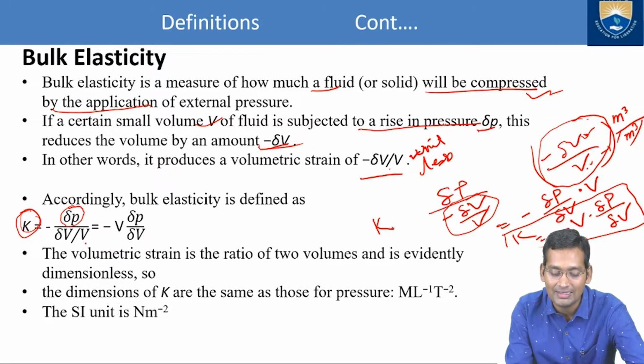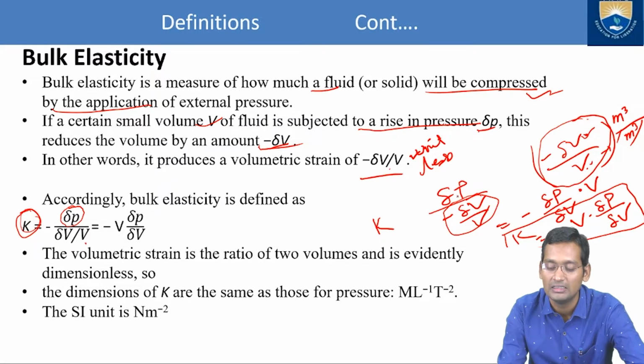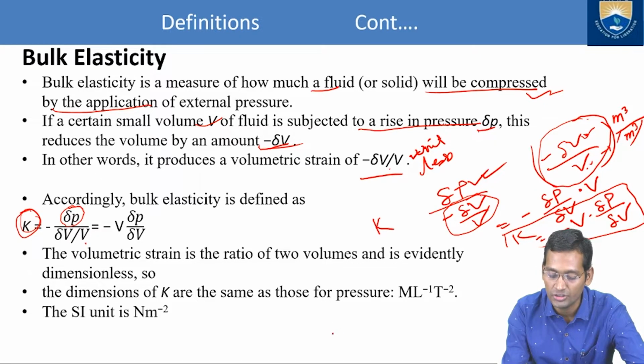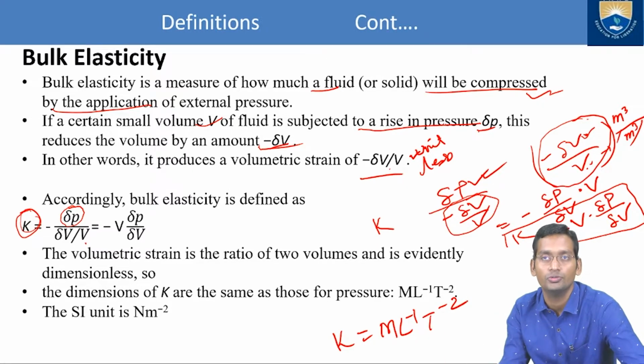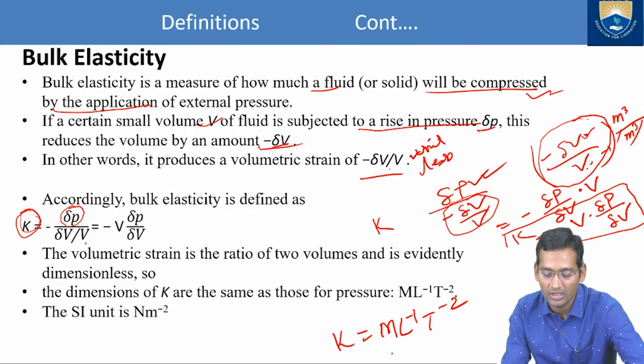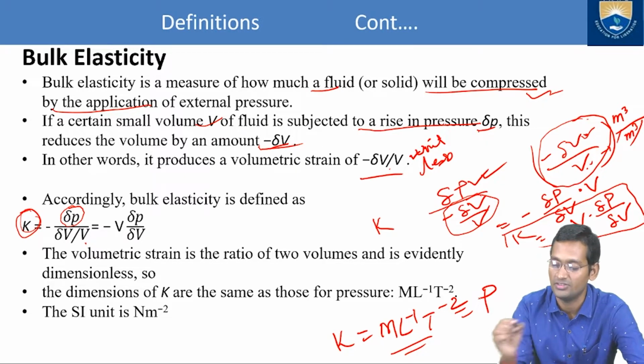So the bulk elasticity will have the same unit as the unit of pressure. What is the unit of pressure? M L inverse T minus 2. So hence K will also have the unit M L minus 1 T minus 2. So this will be the unit of pressure, as well as the unit of bulk elasticity.